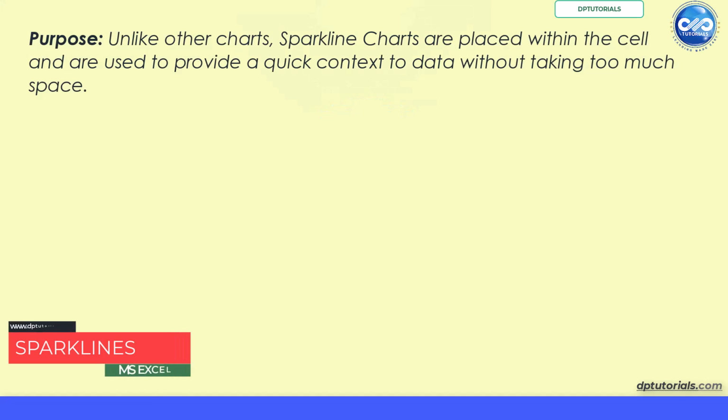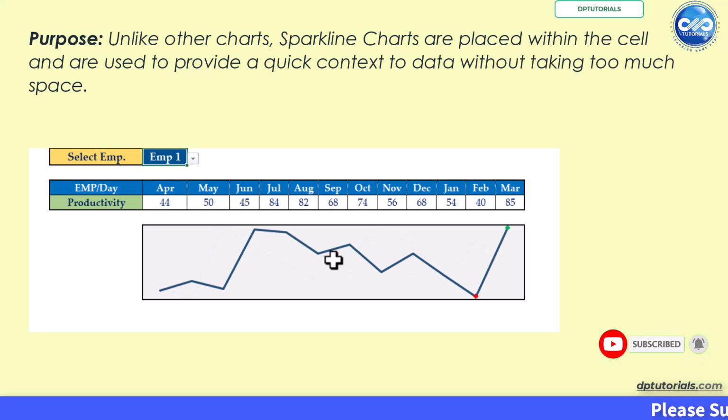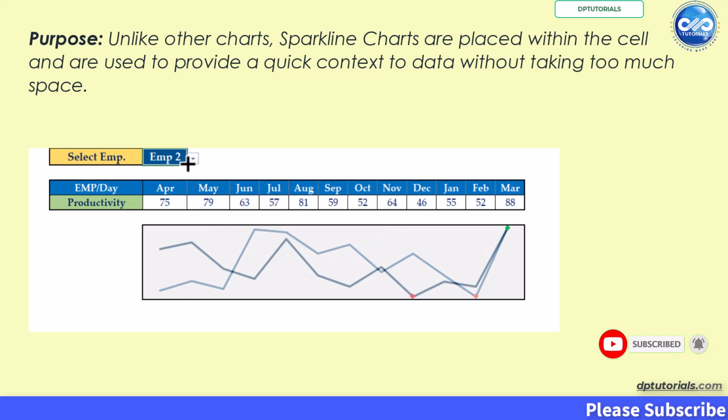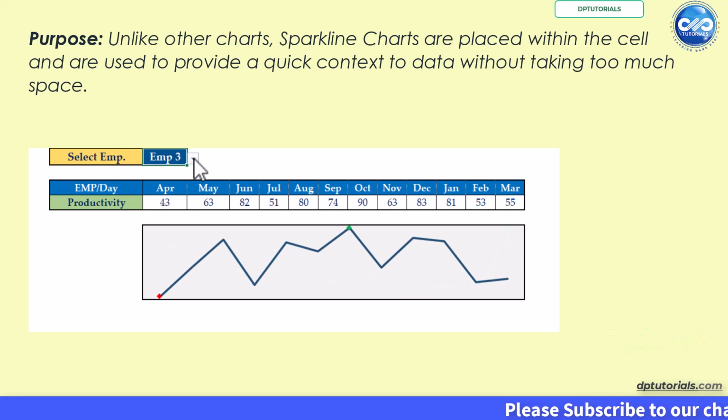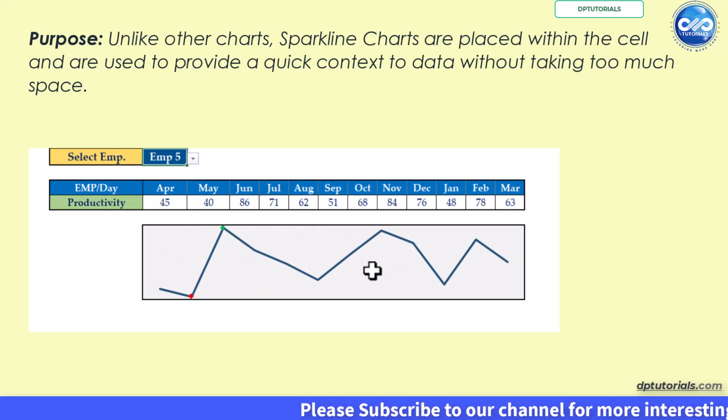In this video, let us learn about the Sparkline charts. Purpose: unlike other charts, Sparkline charts are placed within the cell and are used to provide a quick context to data without taking too much space. This tool is perfect for comparing trends across rows or columns in your dataset.